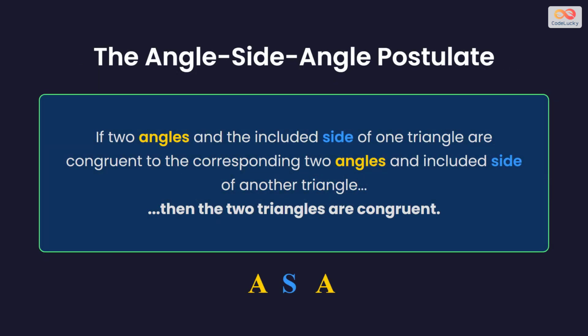The Angle-Side-Angle Postulate states that if two angles and the included side of one triangle are congruent to the corresponding two angles and included side of another triangle, then the two triangles must be congruent. It's a powerful shortcut.